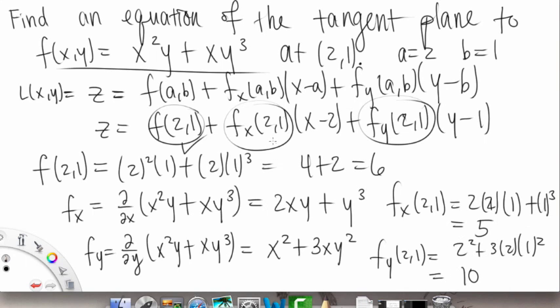Okay? So now we found all three values, and we can just plug them in. So we have a 6 for the first one, a 5 for the f sub x, and the 10 for the f sub y. Okay? And I'll continue this on the next slide.